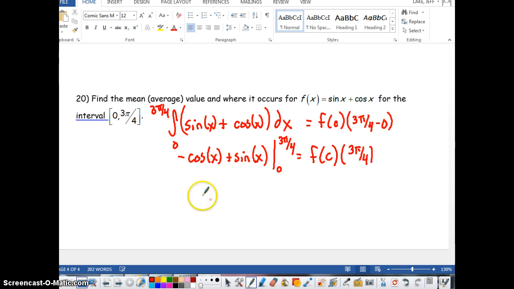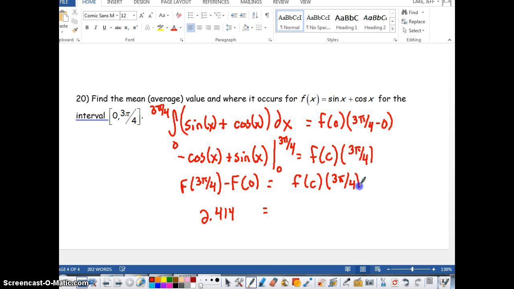So on the left side, you're going to plug this in. So you're going to do f of 3 pi over 4 minus f of 0. And that's going to come out to be 2.414. And this you're just going to keep bringing down on the right side, f of c times 3 pi over 4. So now that the left side is complete, we're going to solve for this f of c by dividing the 2.414 by 3 pi over 4. Just be careful when you do that and make sure you use the appropriate parentheses. You should end up with 1.025 is equal to f of c.